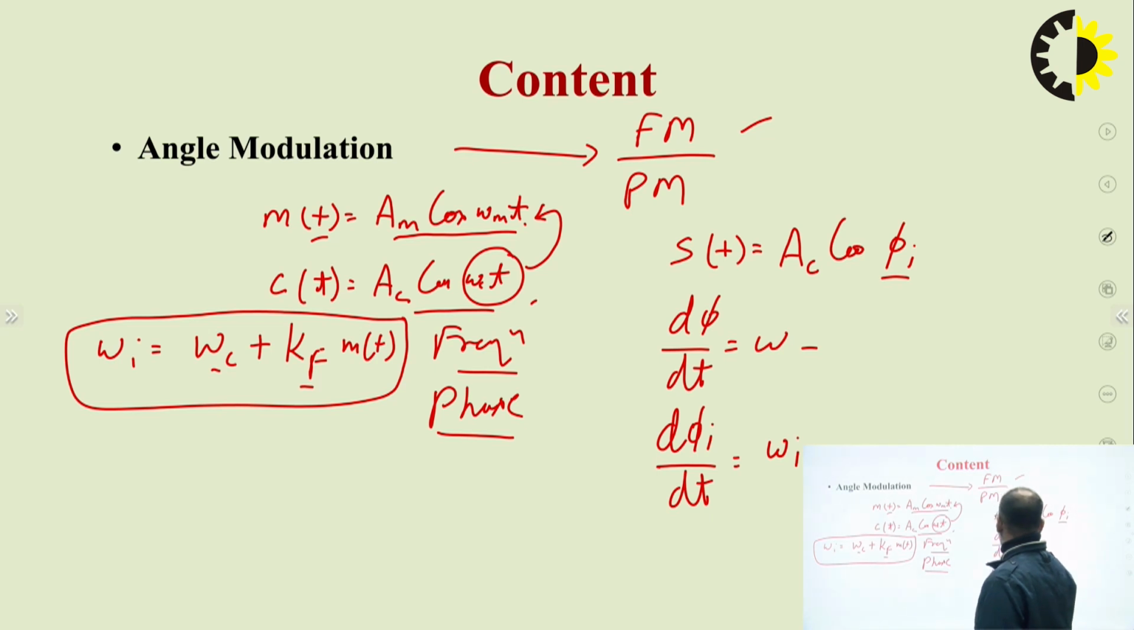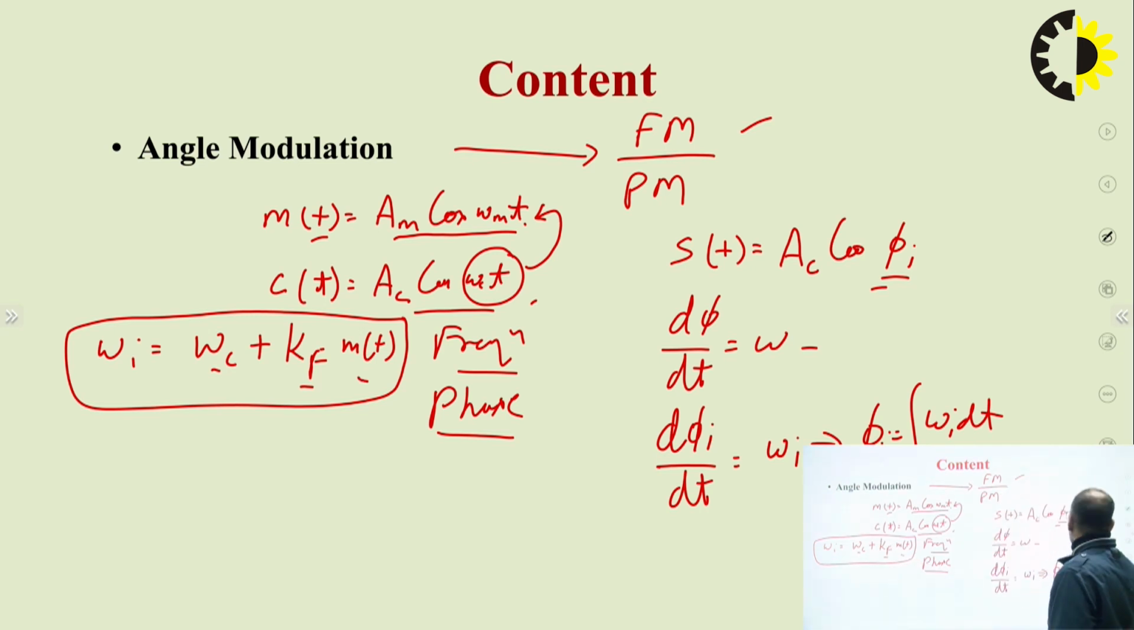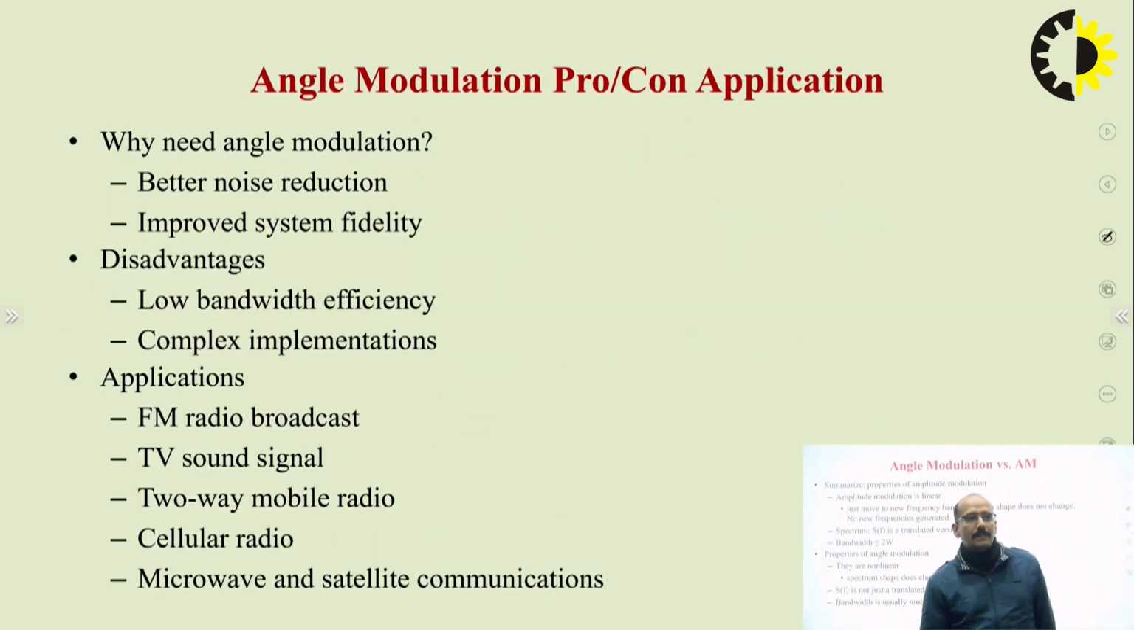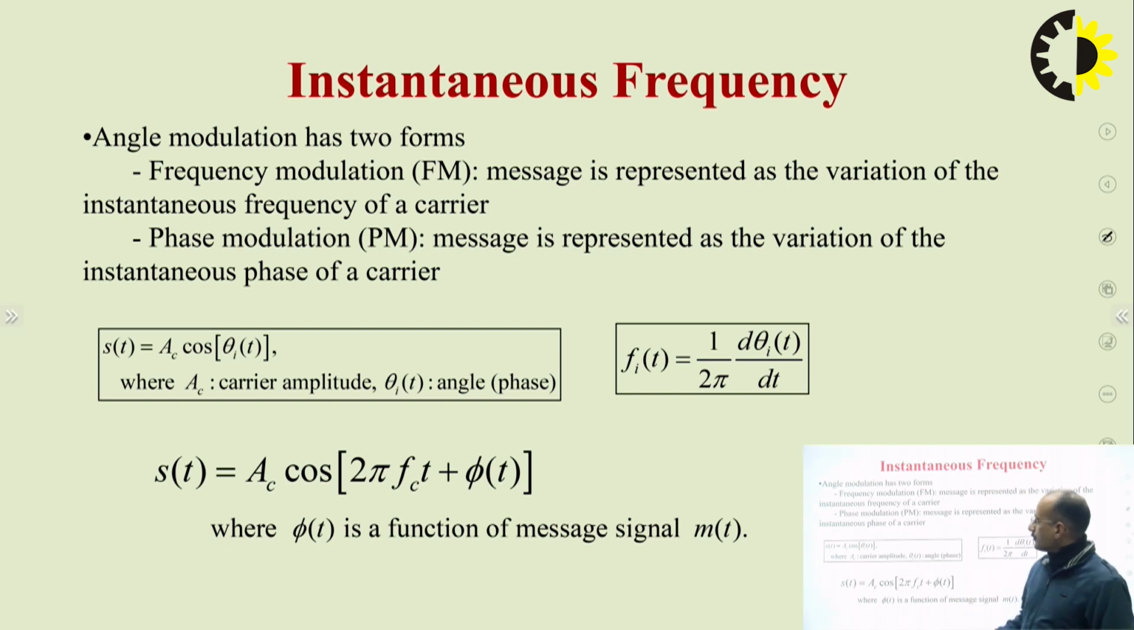To calculate φi, by this equation we get φi = ∫ωi dt. If we put this equation here, we will get the angle modulated equation. So as per this system, angle modulation has two forms. First one is frequency modulation, where the message is represented as the variation of the instantaneous frequency of the carrier, and phase modulation, where the message is represented as the variation of the instantaneous phase of the carrier.